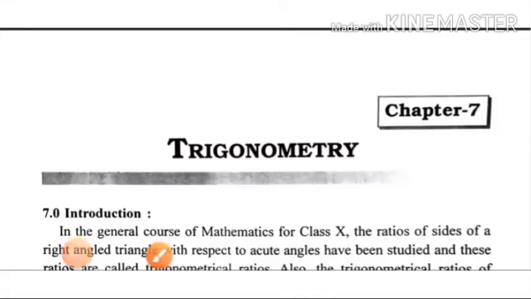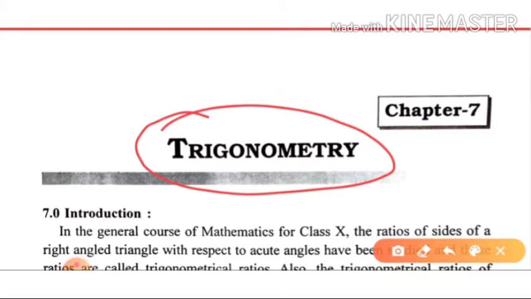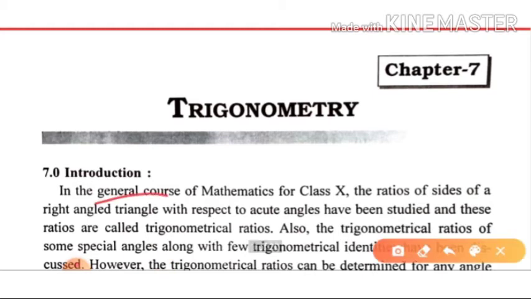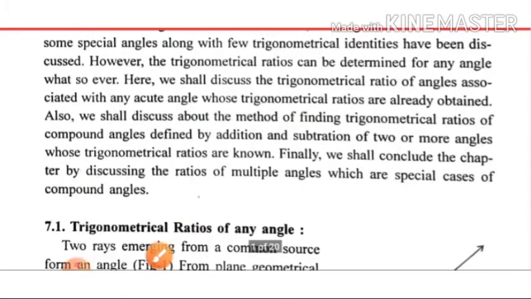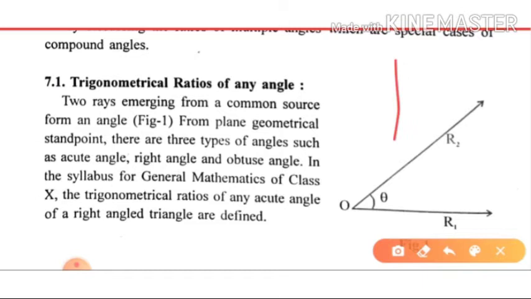Hello students, welcome back. Today in this video we are going to discuss chapter 7 about trigonometry. Now we have learned this in the general maths course of class 10. We know that trigonometry is always related to a right angle triangle, and we have trigonometric ratios.